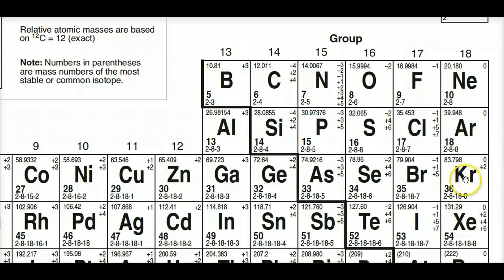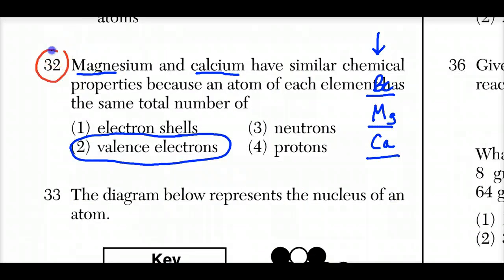So for those that took a more advanced chemistry class and are now taking their Regents, there's something special about filling your s and p orbitals. So this is a core concept you really have to know. Same or similar chemical properties, you're in the same column because of the same number of valence electrons, same type of bonding. All right. Number 32 is 2.